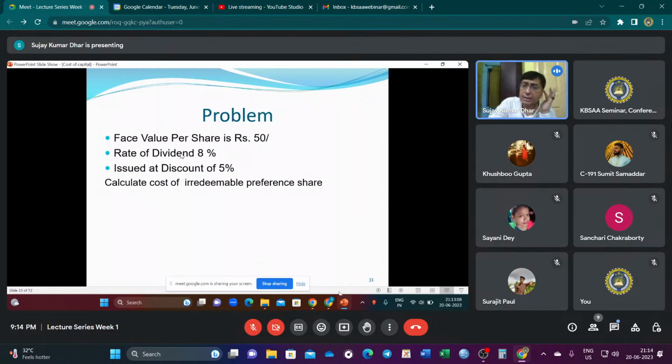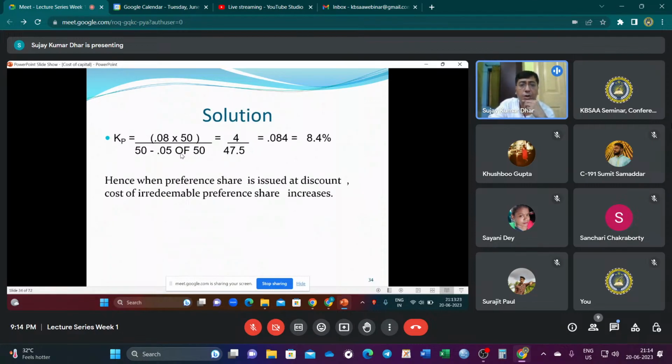When it is issued at discount of 5%, that means face value is 50, but it's issued at 5% discount. 50 minus 5% of 50, that is 47.5. When it is issued at discount, your cost of preference increases because the company is issuing at discount. Investors are giving lesser price. So receivable is less, payable is more. Cost is increasing.